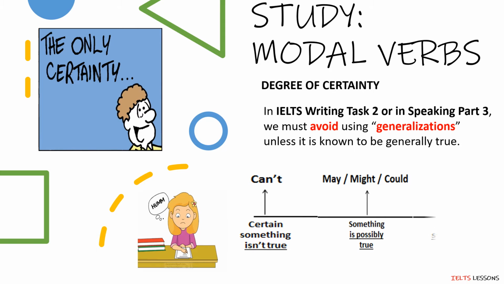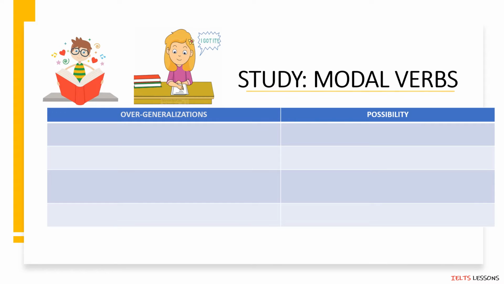So in here, there are 3 modals which we can use to express possibility, and these are may, might, and could. Now let's study here the example sentences. In this table, on the left side we can see sentences that use overgeneralizations, and on the right side of the table we see the sentences that use possibility.